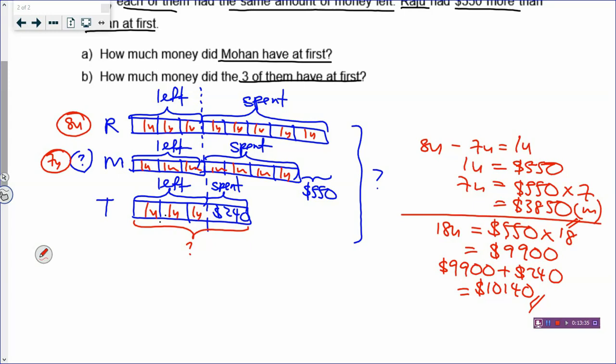However, do also be aware that there are many problems that we can't use model drawing for. So model drawing can help to solve quite a number of problems, but not all the problems. So you will need to learn other methods as well.